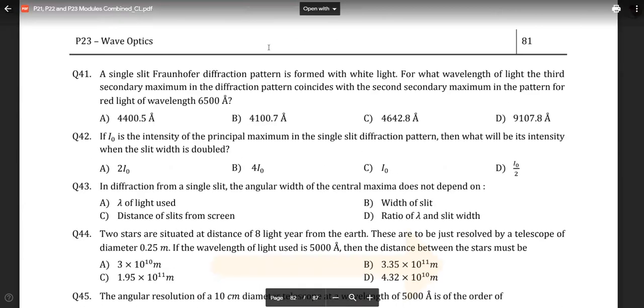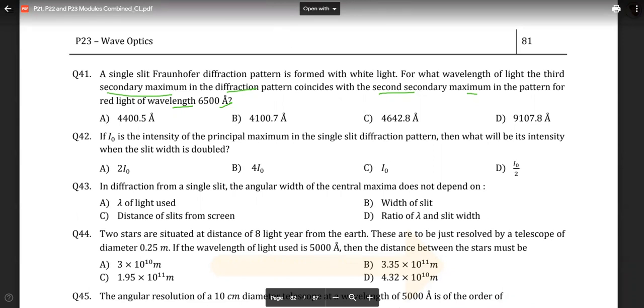A single slit diffraction. So it's single slit diffraction means normal diffraction, yes or no? It's just your normal diffraction, found with white light. For what wavelength of light does the third secondary maxima in the diffraction pattern coincide with the second secondary maxima in the pattern of red wavelength? So don't you think this is a similar problem? Tell me yes or no. This is a similar problem. n1 lambda 1 is equal to n2 lambda 2.